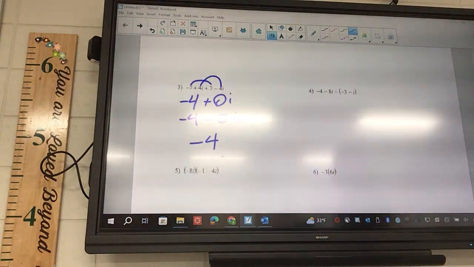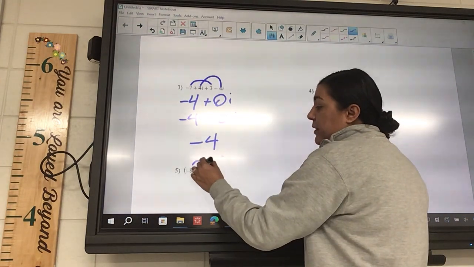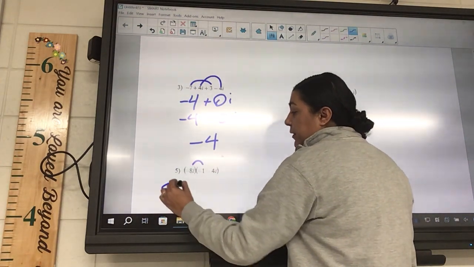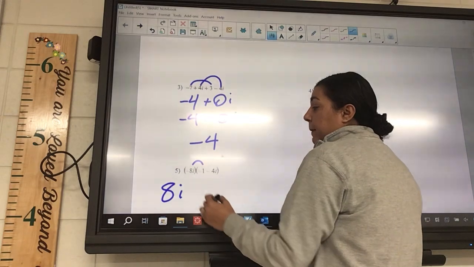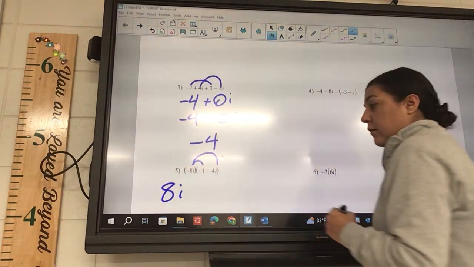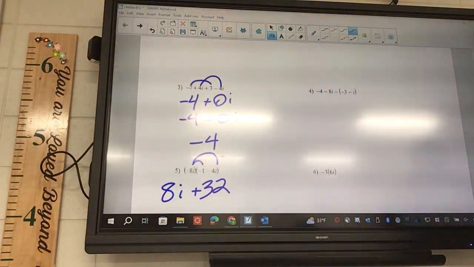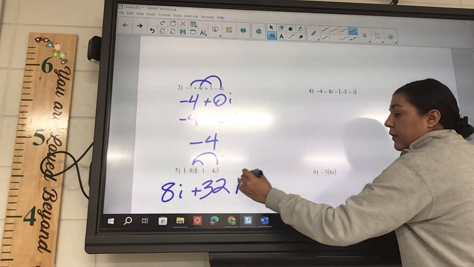Okay, number 5. What do parentheses mean? It means distribute. So negative 8 times negative 1 is going to be 8i, because there's one i. Negative 8 times negative 4 is positive 32. How many i's are there that time? 2. There's 2 i's, so it's going to be i squared.